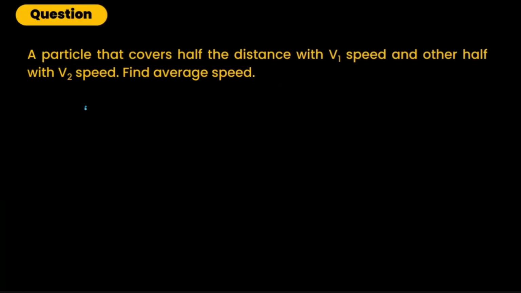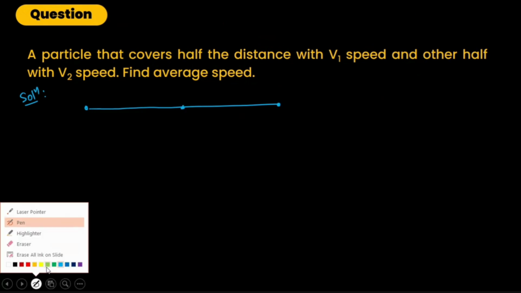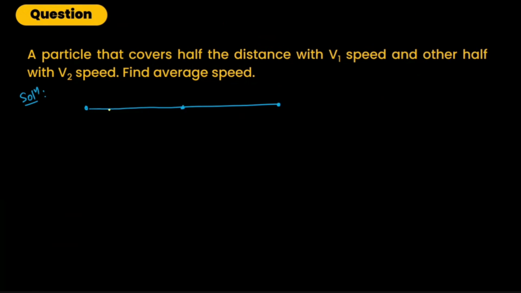Again, so the next question we have is: a particle that covers half a distance with speed v1 and the other half with speed v2. Find average speed. So that is interesting. If you are able to understand this question, this means you can understand the rest easily. A particle covers half a distance with speed v1 and the other half with v2.